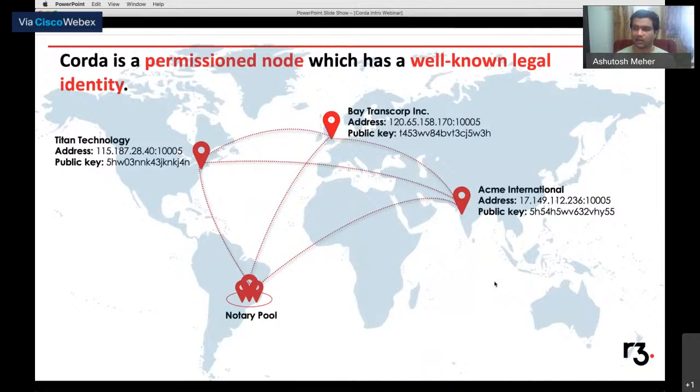Not a great thing. But yeah, when you think about Corda, it's not a public blockchain. First thing, it's a permission blockchain. What that means is you can't really go and download Corda and start doing transactions. You can't join a network and start doing transactions just by downloading the Corda software.